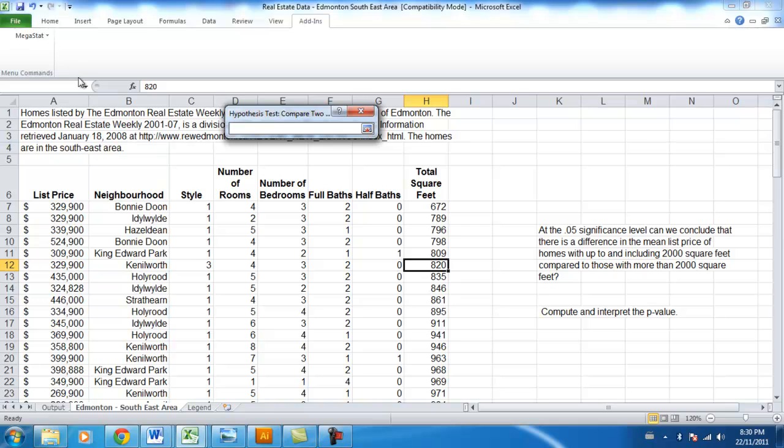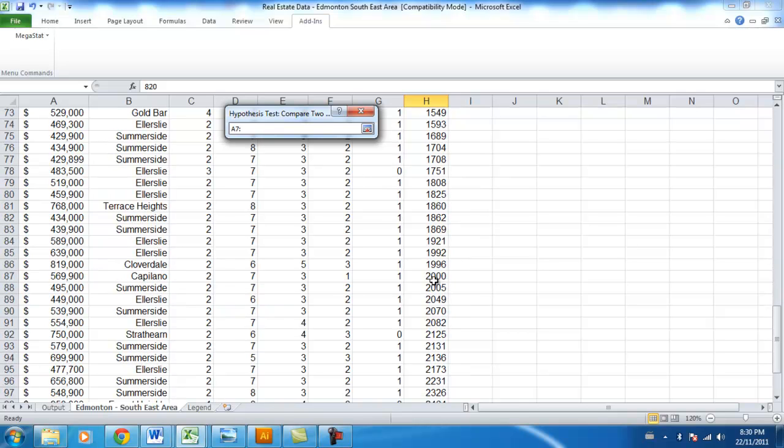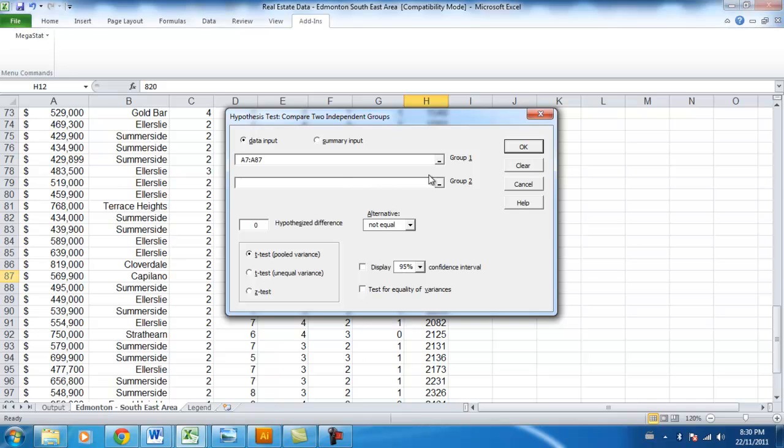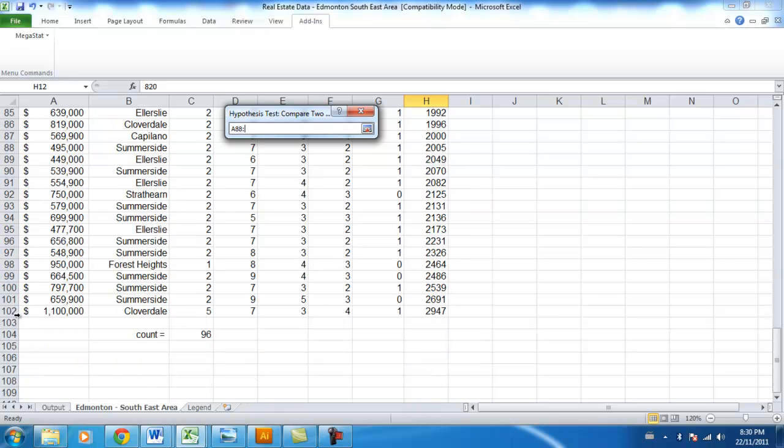So our first house is in A7, so we put in A7. And we go all the way down until we see 2,000 square feet. Now the question said including 2,000 square feet, so we include that. So A87. Now we give it the input for our second group. The second group naturally starts at 88, and it goes down to A102.